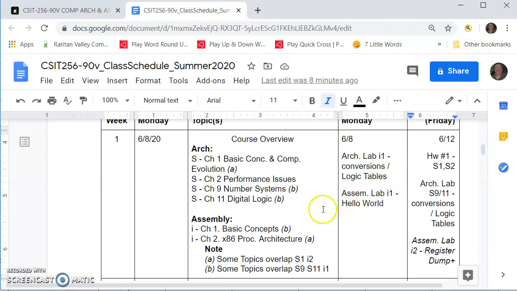The class schedule, if we take a look at it for week one, there's 6 chapters here. And you say, oh my God, 6 chapters is a lot. But there is some overlap. That's what I tried to note down here, that the Stallings chapter 1 has an overlap with the Irvine chapter 2. That is giving a basic overview of computers and how they work, and talking about some of the components of the computers.